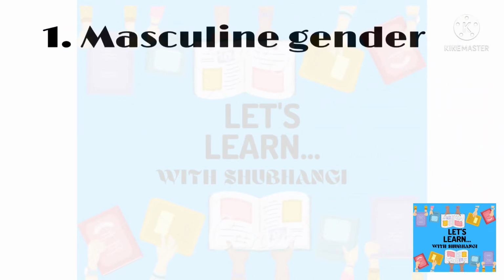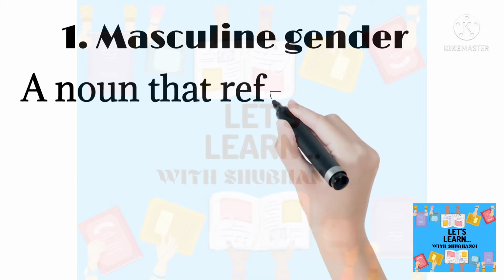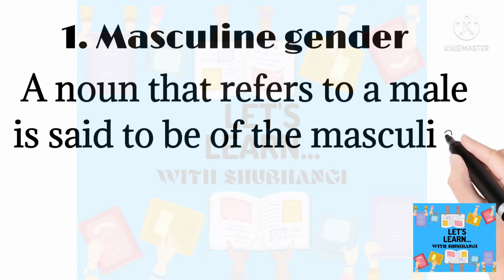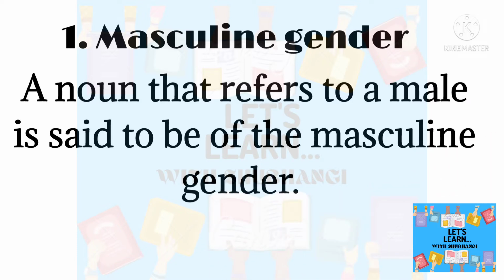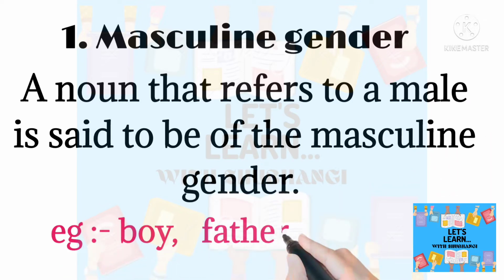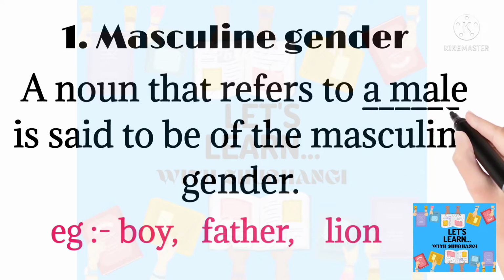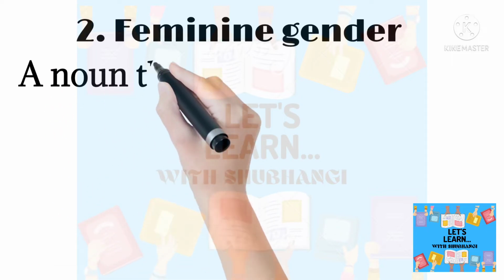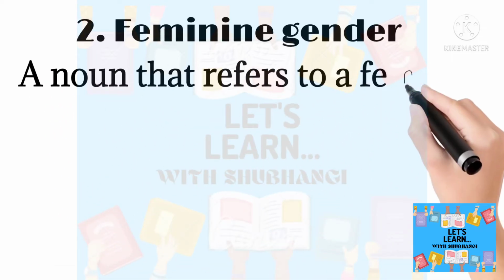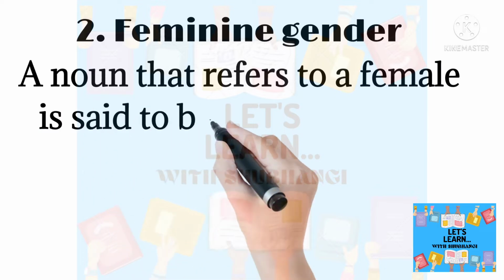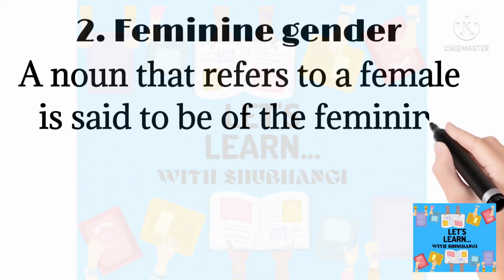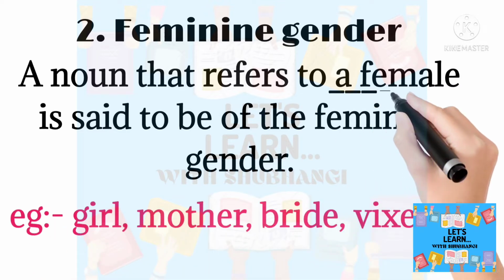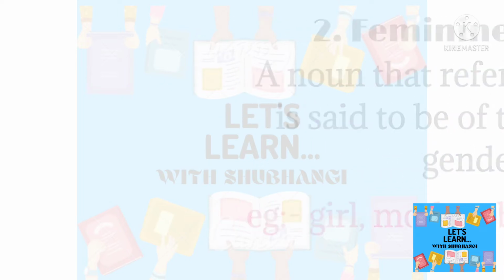First, masculine gender. A noun that refers to a male is said to be of the masculine gender. Example: boy, father, lion. Second, feminine gender. A noun that refers to a female is said to be of the feminine gender. Example: girl, mother, bride, vixen.